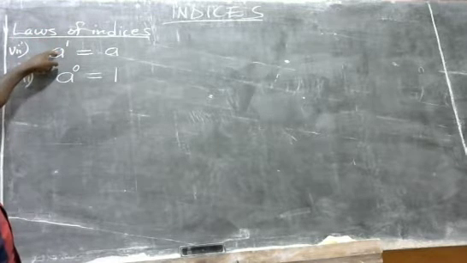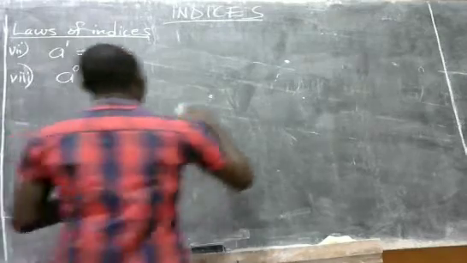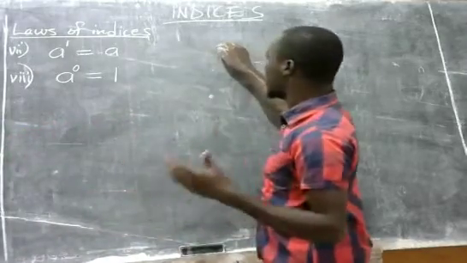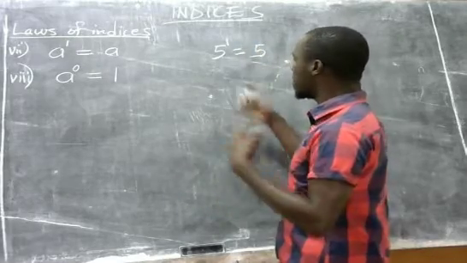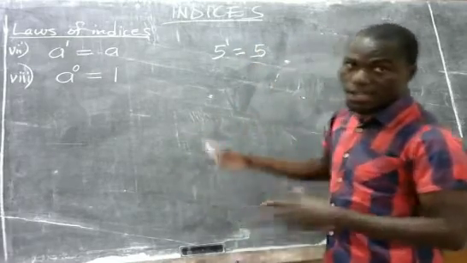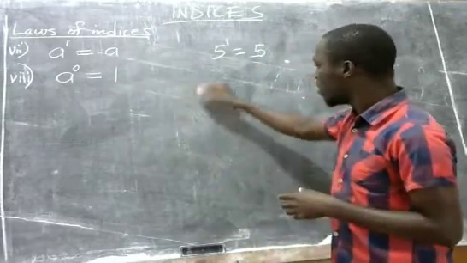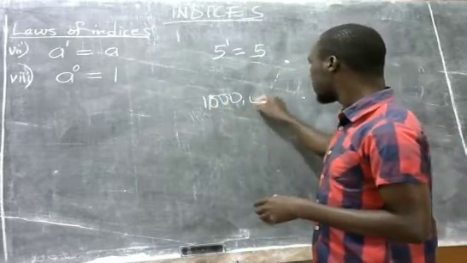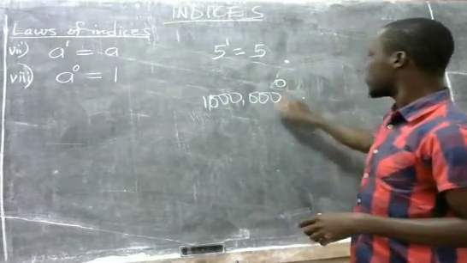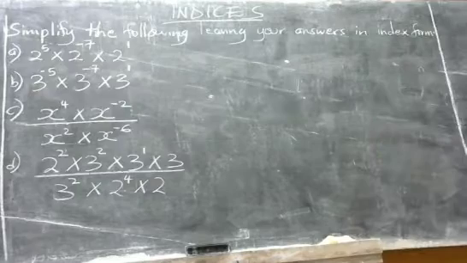A power 1 is a. So any number, let me say 5 raised to 1, is that number. Any number power 1 is that number. Then any number power 0 is 1. So even if I have 1 billion or 1 million raised to 0, this one here is going to be 1. So we have our examples there.